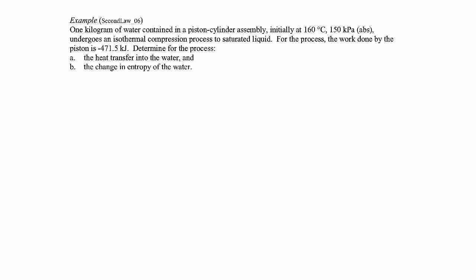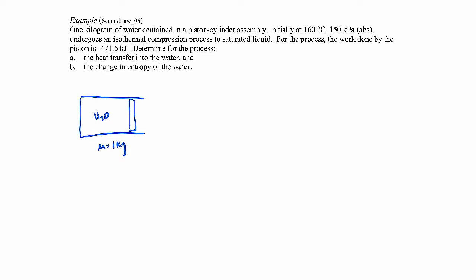Okay, in this example, we're told we have 1 kilogram of water contained in a piston cylinder assembly. So let's go ahead and sketch that out. We have our cylinder, here's our piston. We have some water in here. And we're told that the mass is 1 kilogram.